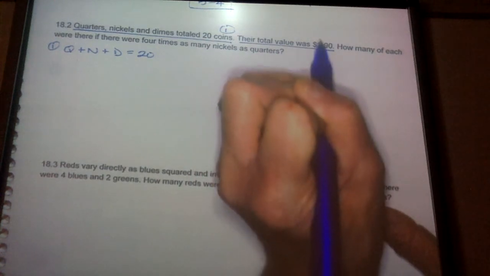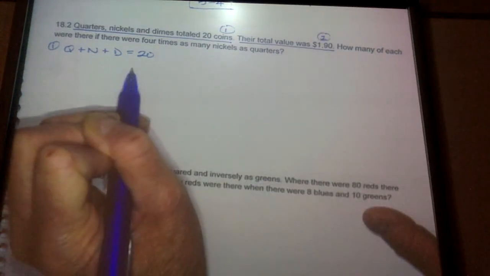Quarters, nickels, and dimes total 20 coins. So that's my first equation: Q + N + D = 20. Their total value was $1.90, so that's going to be the second equation. Now I'm going to keep all my money together.